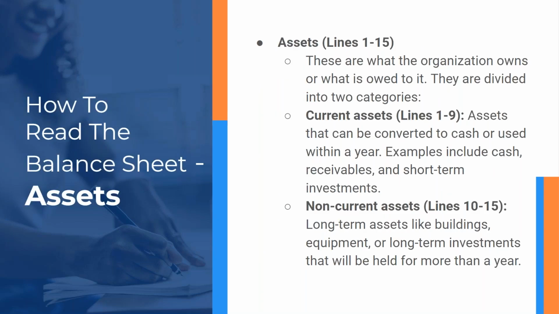How to read the balance sheet on the assets section. So assets on the 990 are reported on lines 1 through 15. These are what the organization owns or what is owed to it. They are divided into two categories. The current assets reported on lines 1 through 9, which are assets that can be converted to cash or used within a year. Examples could include cash, receivables, and short-term investments. And non-current assets from lines 10 through 15, which are long-term assets like buildings, equipment, or long-term investments that will be held for more than a year.